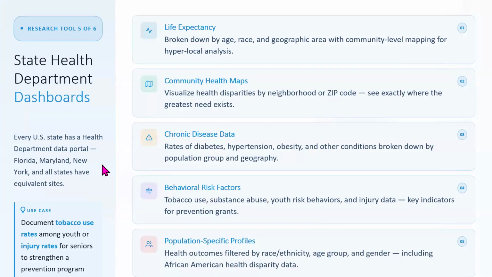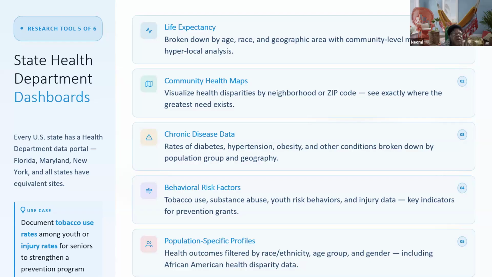Now, this is also important, and we're going to go to this site as well. And this is the state of Florida. What the state of Florida does is give you a breakdown of what health looks like in your neighborhood. For example, how many kids are suffering from asthma? How many kids are in foster care? How many kids are dealing with chronic illness, sickle cell?